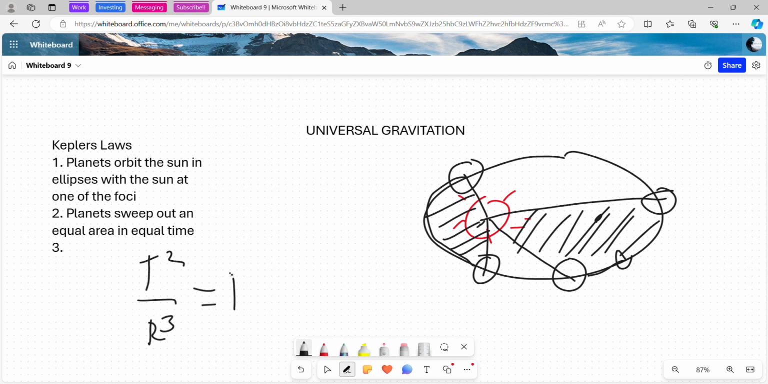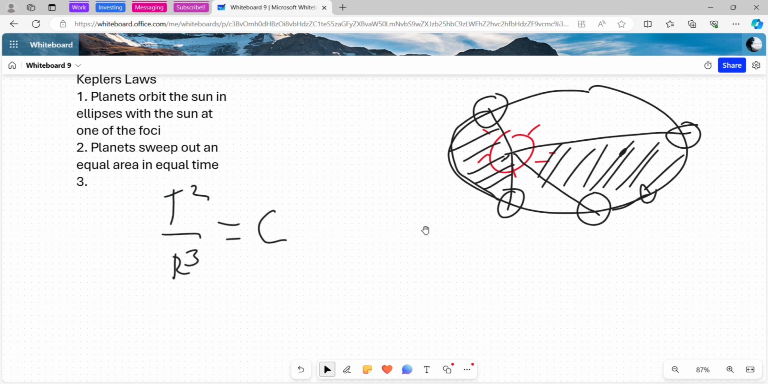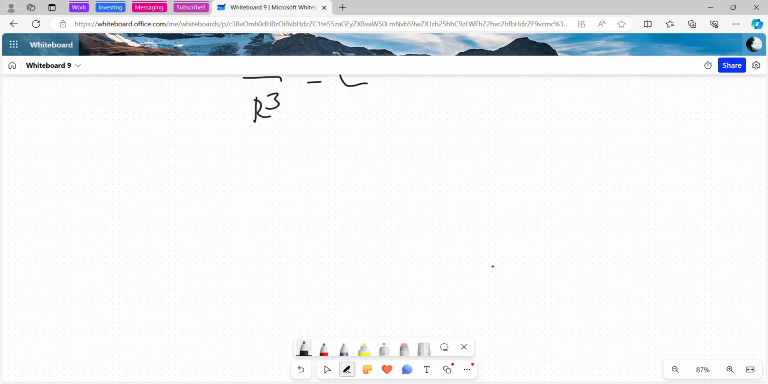It's only 1 for our solar system, but in general it's a constant number. Let's talk about what these numbers mean. t is the period of the planet, the amount of time the planet takes to complete one orbit around the sun. And r is the average distance from the sun. We'll prove that later, but for now, let's talk about universal gravitation.